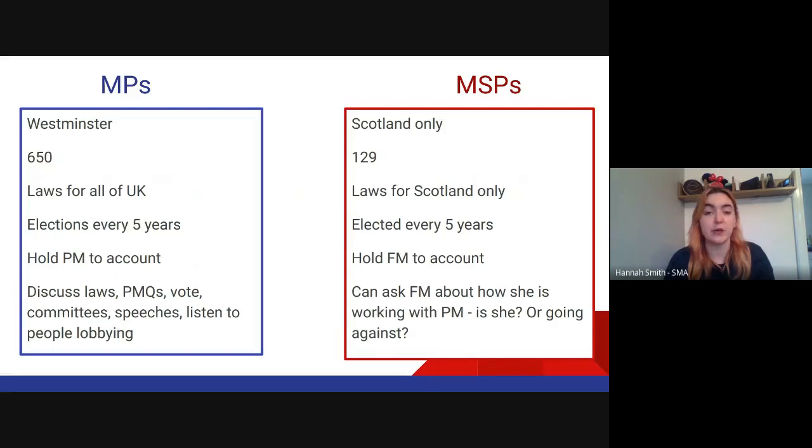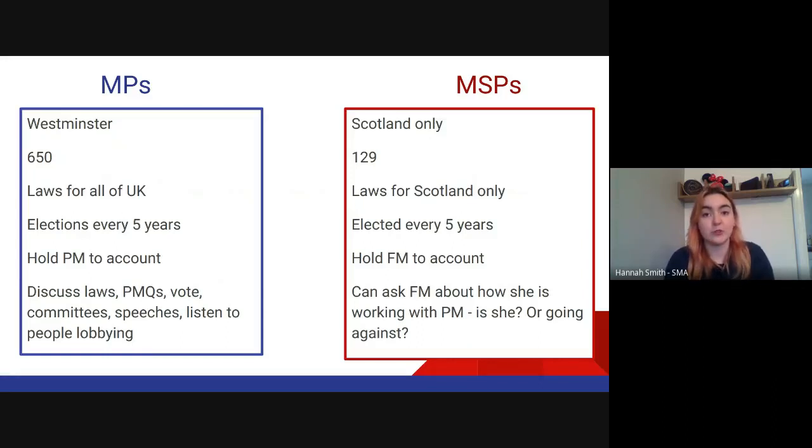They make laws for Scotland only. The easiest ones, I hope you remember: health, education, social work, police. Scottish, so MSPs do not make laws for police in England, but they do make laws on how police operate up here. It also means we have a separate legal system. So for anyone considering law as a future career, it's really important that you understand the difference here, because it does mean different laws for us.